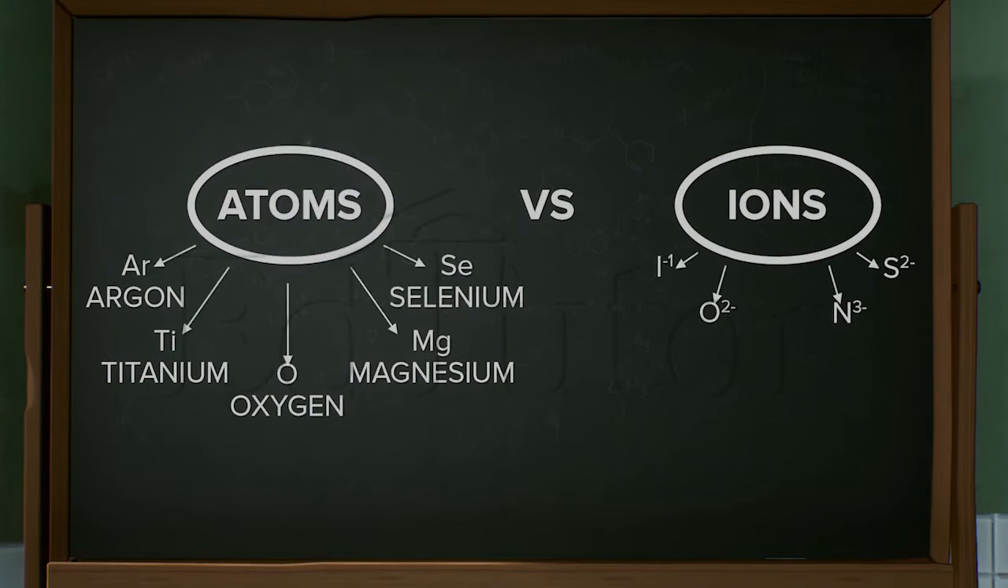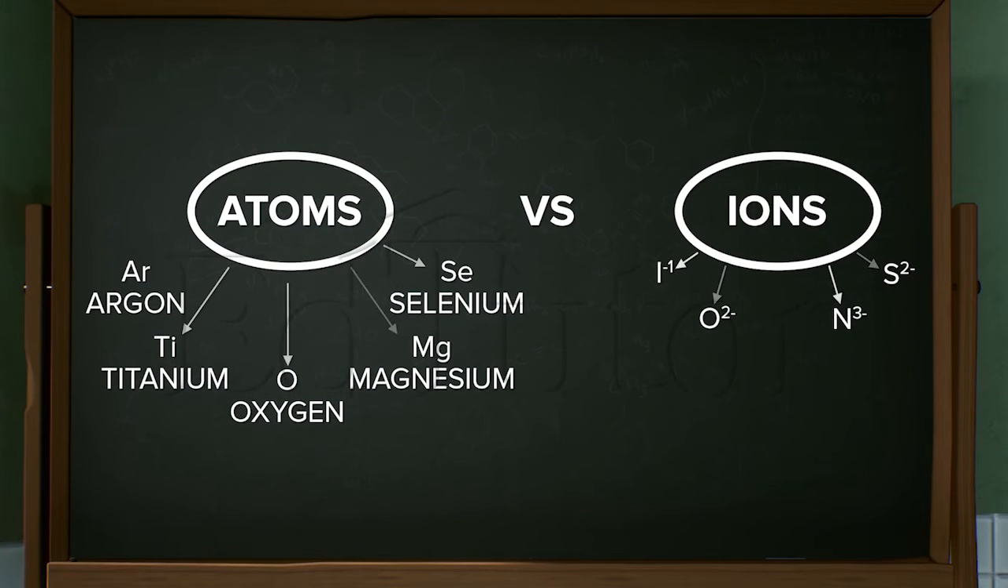Now, I am going to discuss the differences between molecules and molecular ions. So, if we look at atoms, we can say that in an element it is the smallest particle. But for an ion, we can say that it is the smallest unit of an ionic compound.